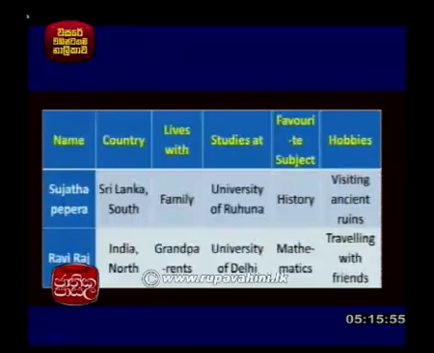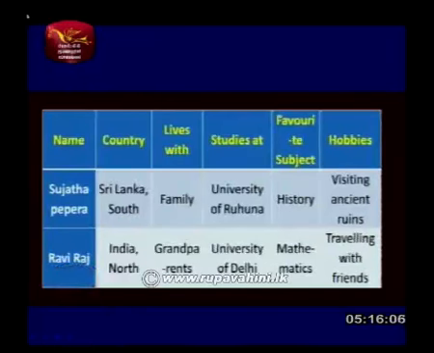Yes. Shall we move on to the chart once again to see the information? Right. Yes, Tiranya, can you just read the information about Ravi Raj? Yes, Ravi Raj's country. The country is India, in North India. Lives with grandparents. He studies at University of Delhi. Favorite subject is mathematics. Hobbies are traveling with friends.